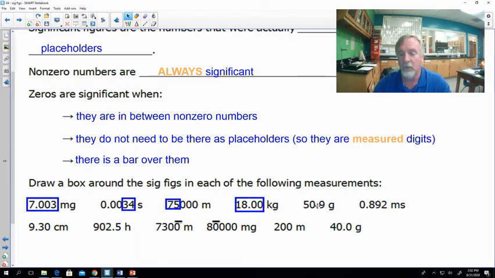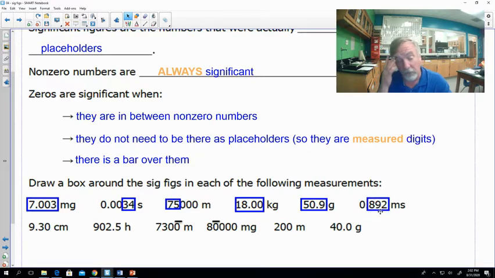50.9, non-zero numbers are always significant. Here we have 0.892. Now again, that leading zero, that beginning, that's a placeholder. That's to help us line up our decimal. So it is not significant. We have the 892. We have 3 significant figures here.